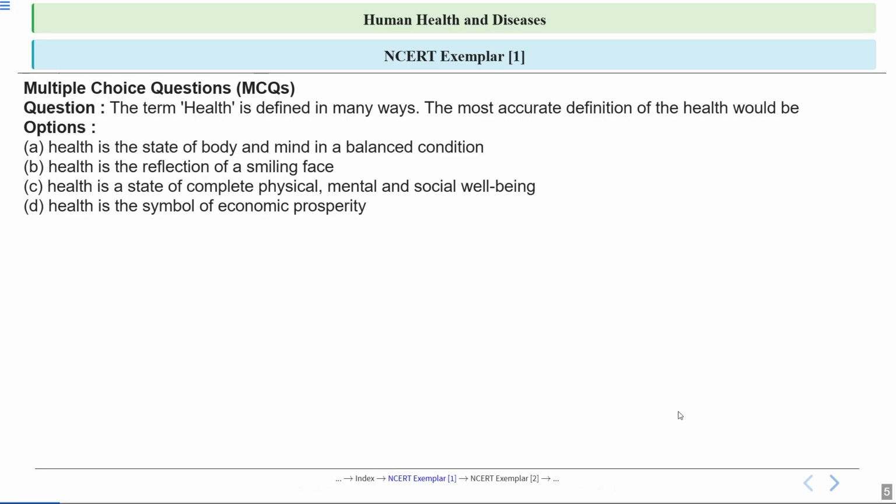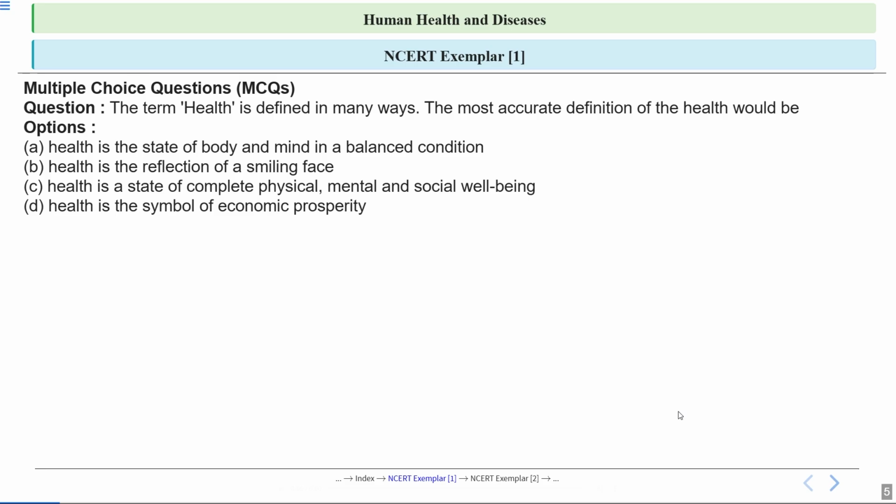Okay, so first question is, the term health is defined in many ways. The most accurate definition of the health would be. So they are asking the definition of health here. Okay, so you have 4 options, A, B, C, D. You have to select the correct answer from these options.